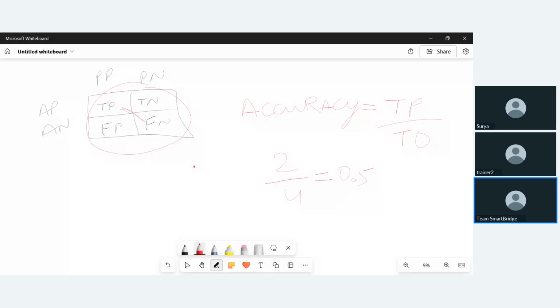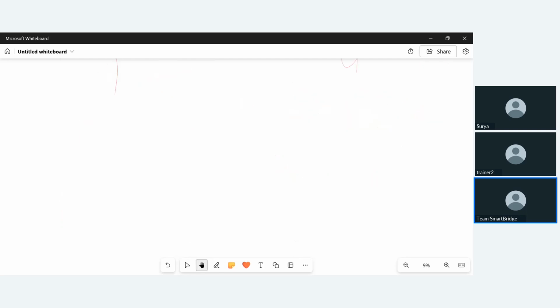So let me just explain the confusion matrix once again. We'll be having a table. In this table, we'll be having values such as true positive, true negative, false positive, false negative. So just get them. This is what true positive is. This is what true negative is. This is false positive. This is false negative. Okay.